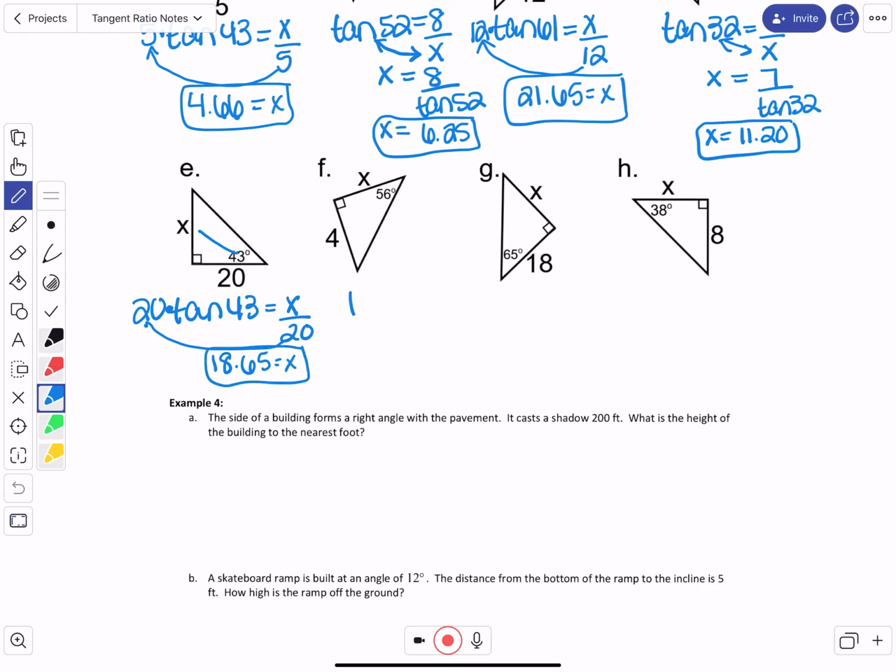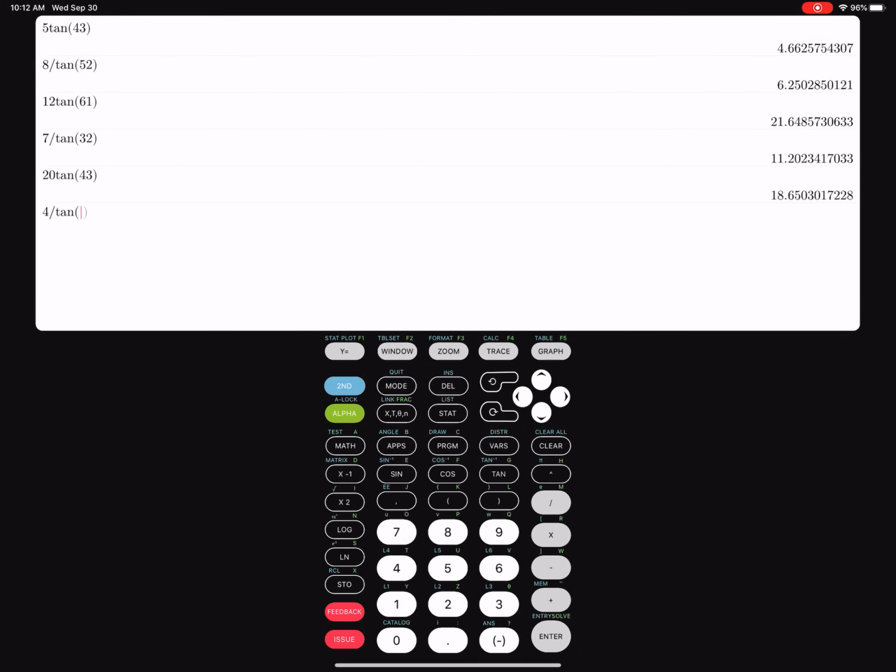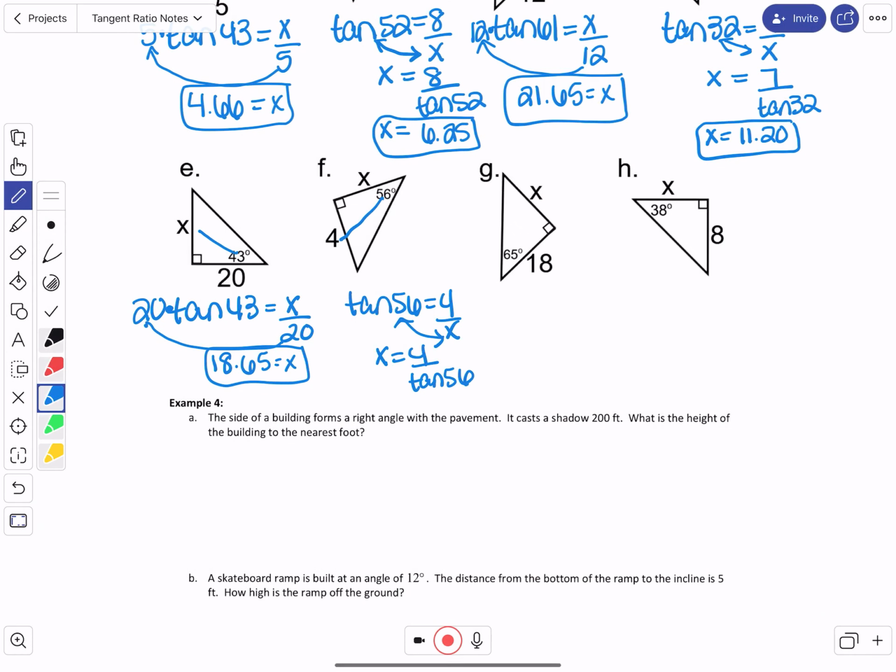Okay, on this one, we do tangent of 56. The opposite is 4 over x. Since x is on the bottom, they switch places. So x equals 4 over tangent of 56. So I do 4 divided by tangent of 56. And I get 2.70. That's going to round to 2.70. So x equals 2.70.